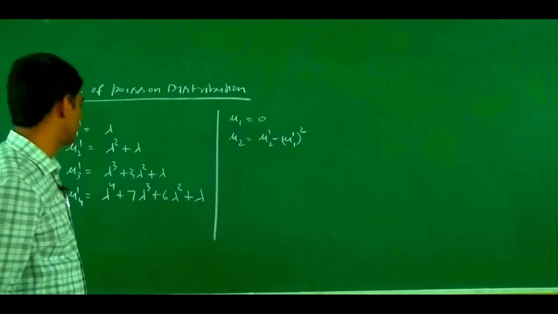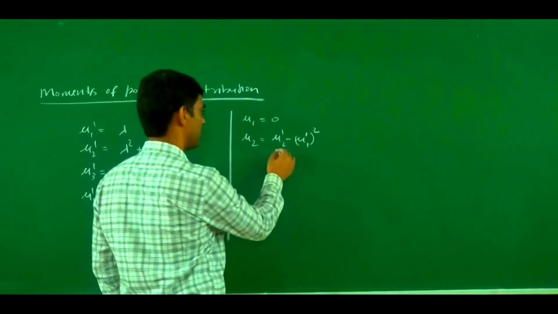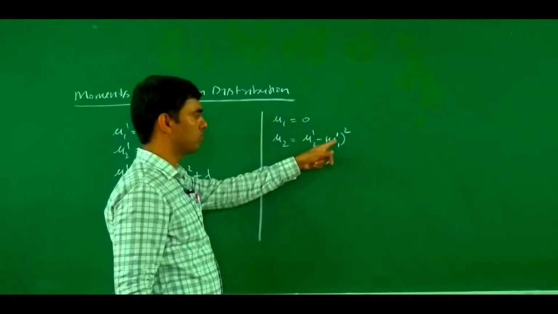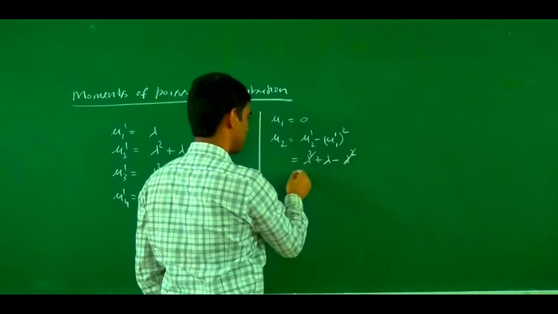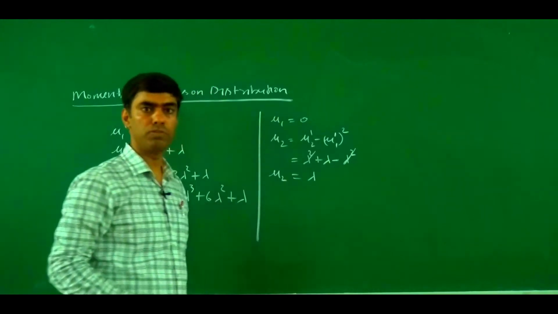So what is the value for this one? Mu2 dash equals lambda square plus lambda, and minus mu1 dash whole square, minus lambda square. So this cancels out. What is the value for mu2? The value for mu2 equals lambda.